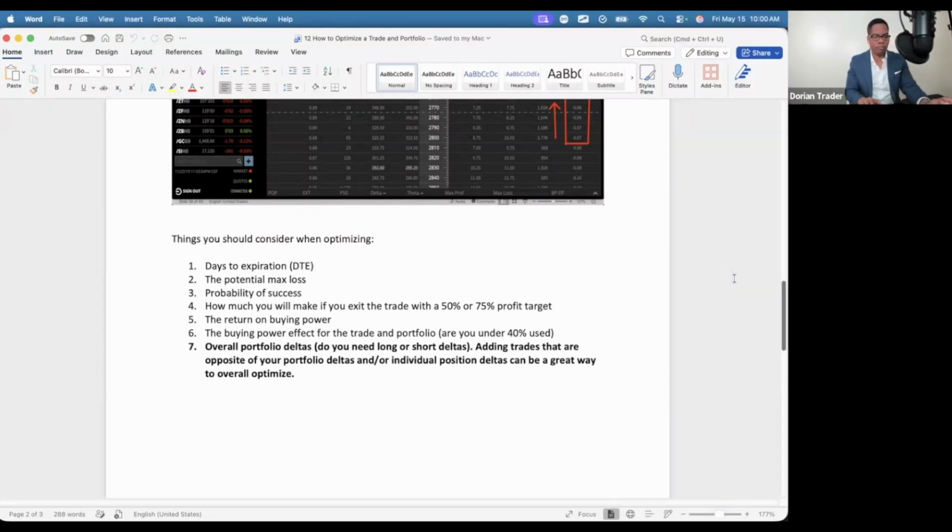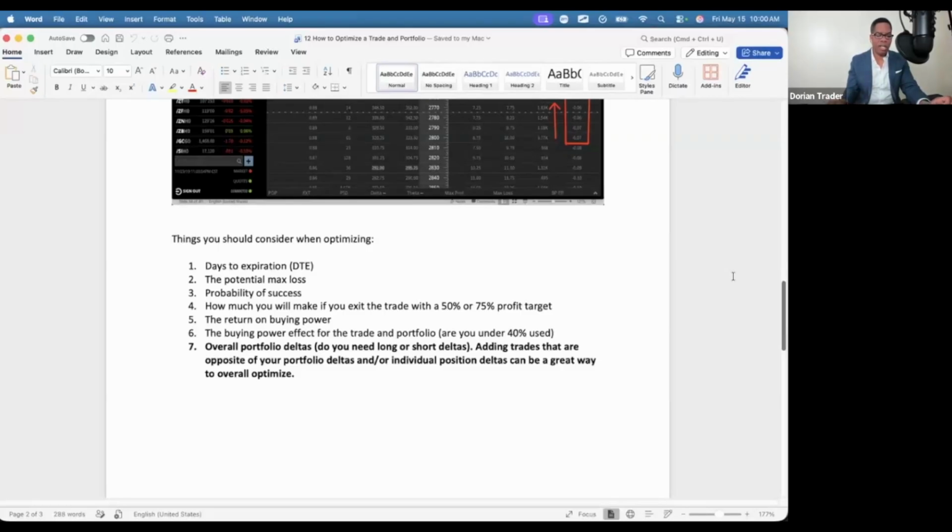Right. All right. So another thing you can consider is how much you will make if you exit the trade with a 50% or 70%, 75% profit target. So if you collect $50 when you do the trade and you're going to get out at 50%, well, the most you're going to make absolute dollar wise is $25. I just say not including fees and commissions. It's $25. Well, is that enough absolute dollar wise? If it's not, then maybe that trade is not right for you, and you have to continue to optimize it so that it will be a good trade for you.